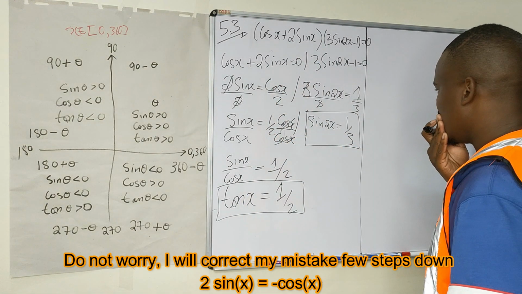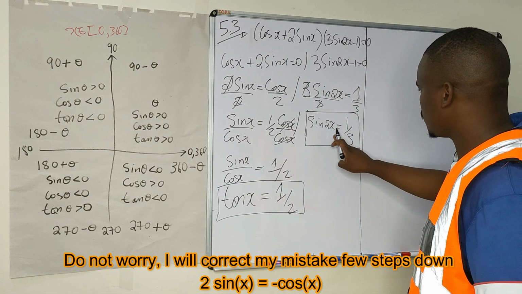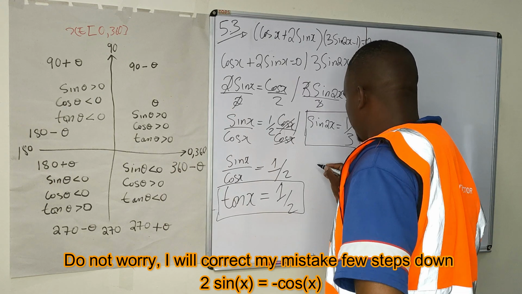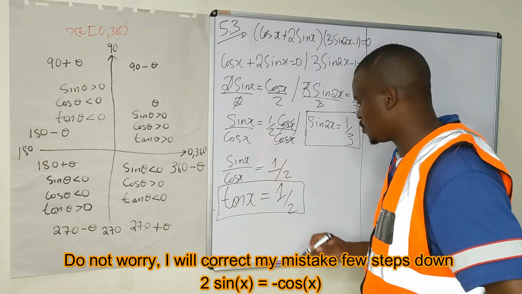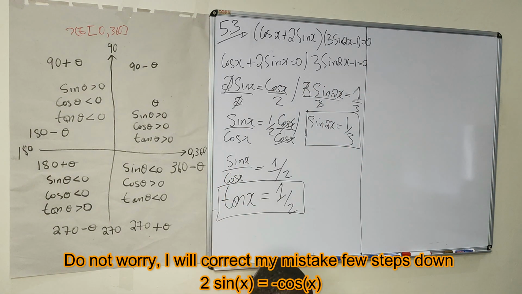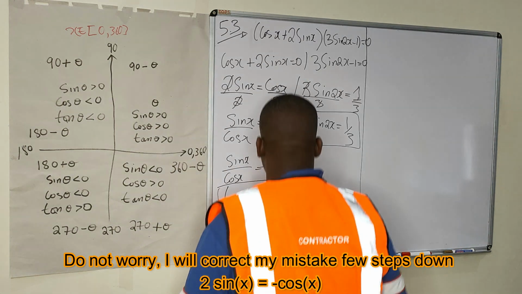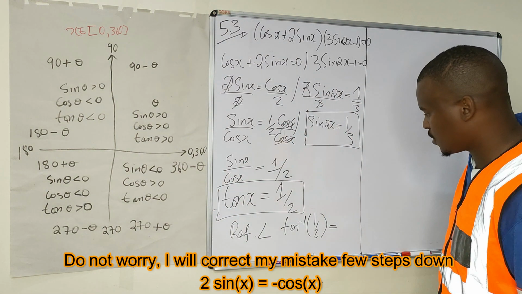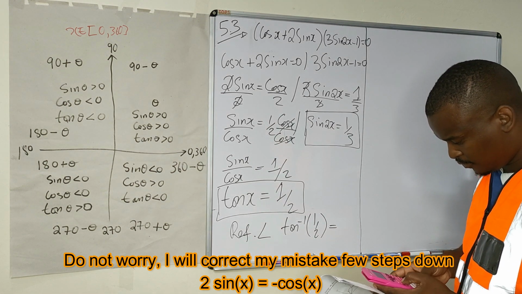So now what you need to do is find the reference angle of this one. Let me just start with one and leave the other. I'm going to start with this one. Let's find the reference angle here. So the reference angle of this thing is going to be the arctan 1 over 2, which is equal to what? Punch that in a calculator. Arctan half.